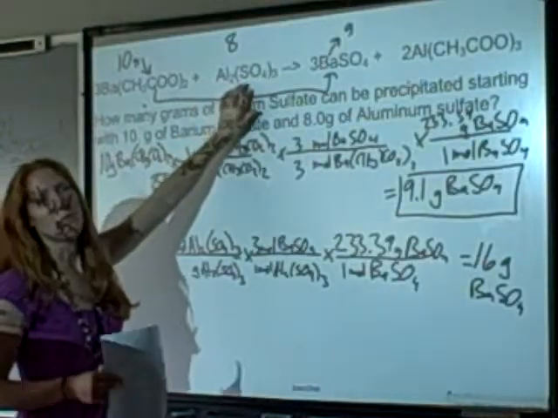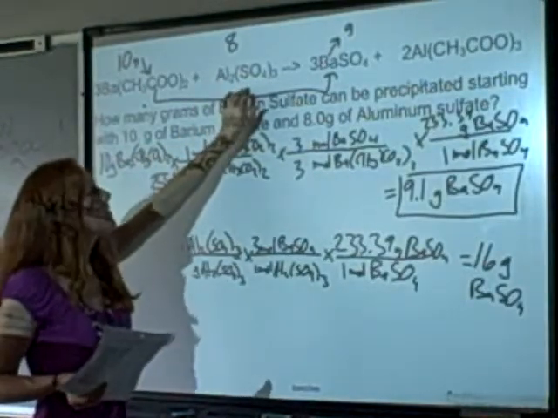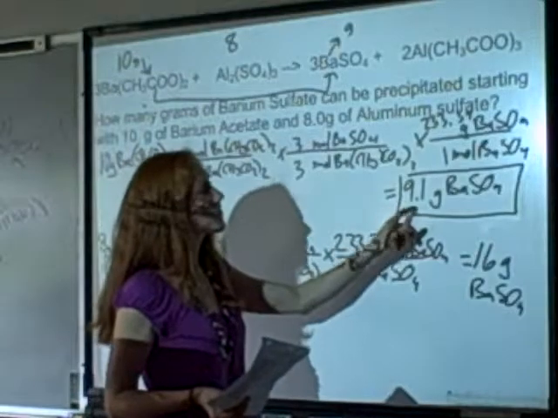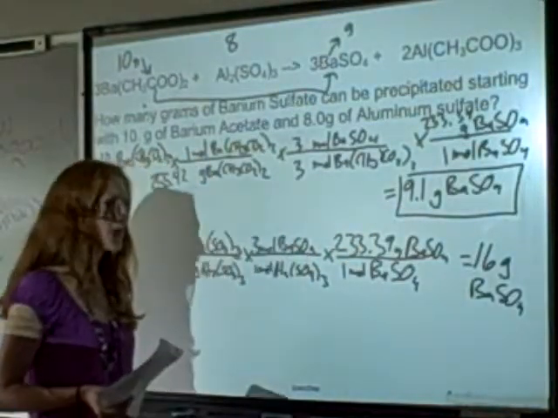The aluminum sulfate would be in excess. I have extra of it. It's my excess reactant, and my theoretical yield is 9.1 grams.